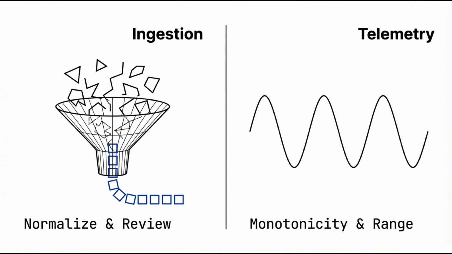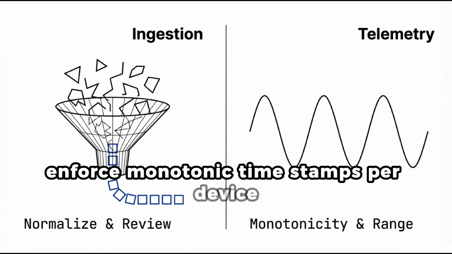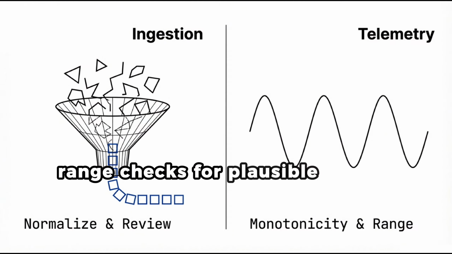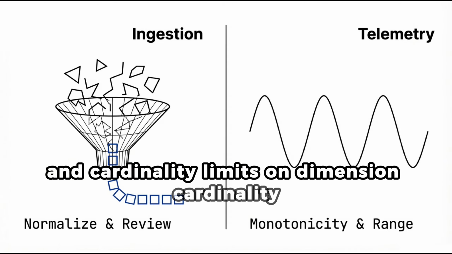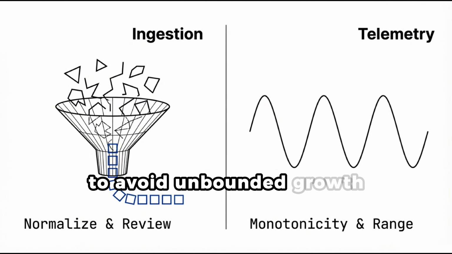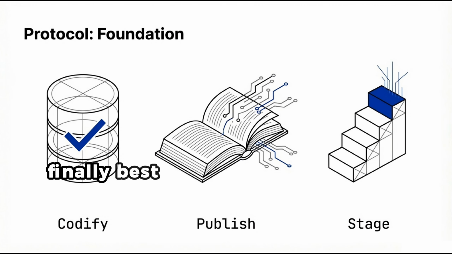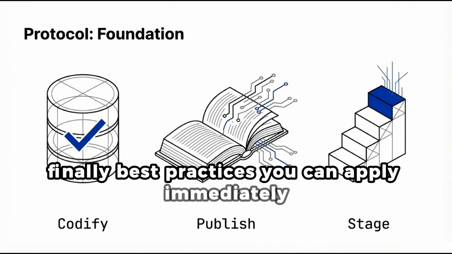Example 3. Time series telemetry. Enforce monotonic timestamps per device, range checks for plausible sensor values, and limits on dimension cardinality to avoid unbounded growth. Finally, best practices you can apply immediately.